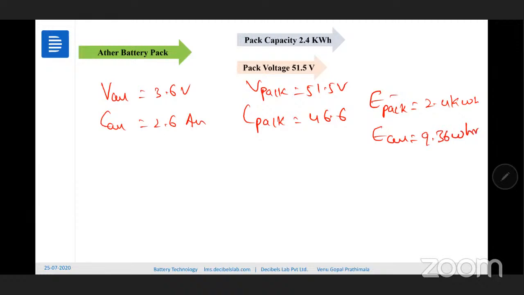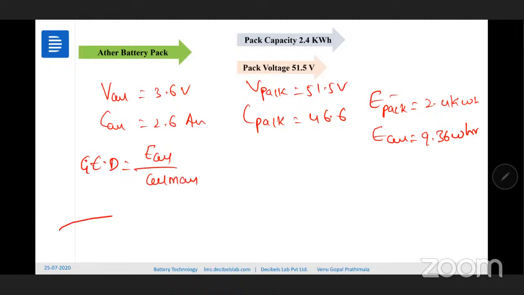Okay. So this is how we have to do the calculation in order to get the number of cells that are connected in series and the number of cells that are connected in parallel. Next thing is how to calculate cell energy densities, as I told you before. Gravimetric energy density equals E cell divided by cell mass.